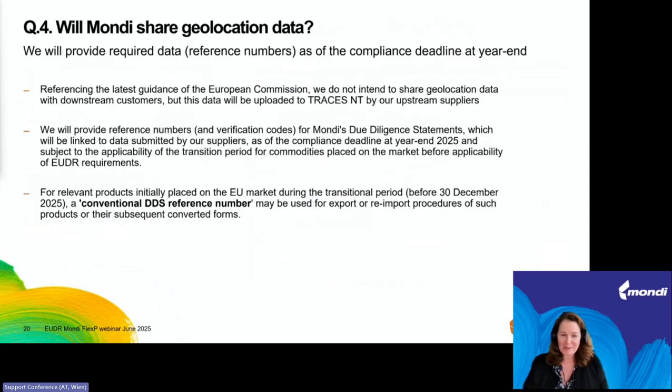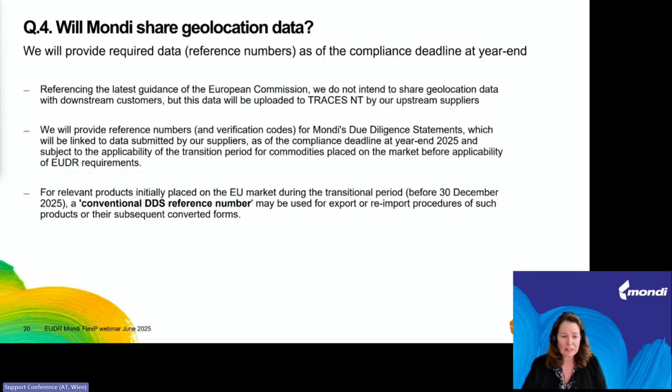So this is, I would say, probably the number one question last year. It has now changed a little bit now that we've got more clarity in black and white also from the European Commission and their latest guidance. So the question is always, will you share geolocation data with us from all of your suppliers of all the raw materials? The answer is that we will provide what is required under the legislation, which is the reference numbers and the verification numbers. We will do this latest as of the compliance deadline at the end of this year. But as my colleague Jindrich already showed, we will be already doing some testing with select customers into Q3 ahead of the compliance deadline.